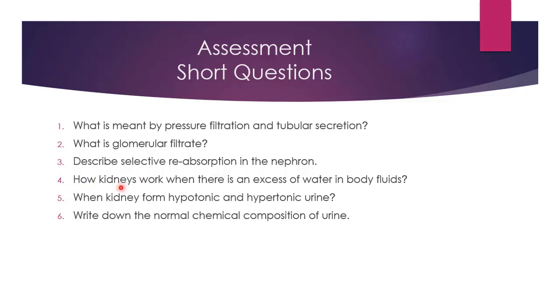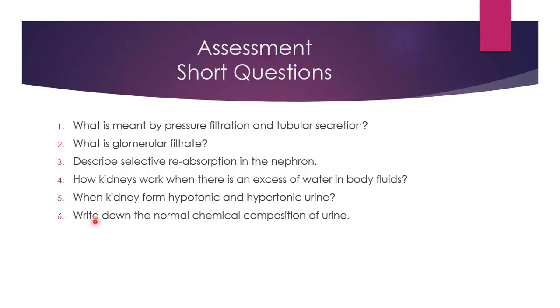Number 4, how kidneys work when there is an excessive amount of water in body fluids. We have studied both these conditions in body fluids, when there is a large amount of water or when there is less amount of water. You will write about the first condition which we have discussed above, the excessive amount of water, in which a kidney will produce dilute urine or hypotonic urine. It will allow more filtration and less reabsorption of water. Number 5, when kidney forms hypotonic and hypertonic urine. The same two conditions, excessive amount of water and less amount of water, you will write here.